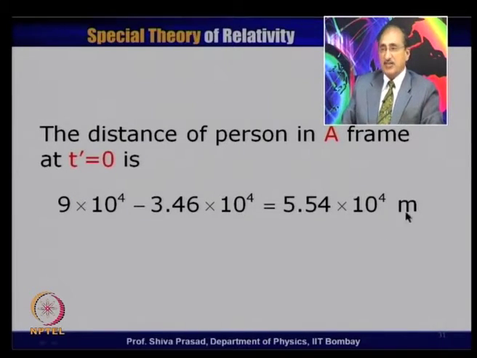The distance of the person in A frame at t prime equal to 0 was the original distance, 9 into 10 to the power 4 meters, minus the distance that this train has travelled in the frame of reference of A in the time 3 into 10 to the power minus 4 seconds. I get this distance approximately equal to 5.54 into 10 to the power 4 meters.